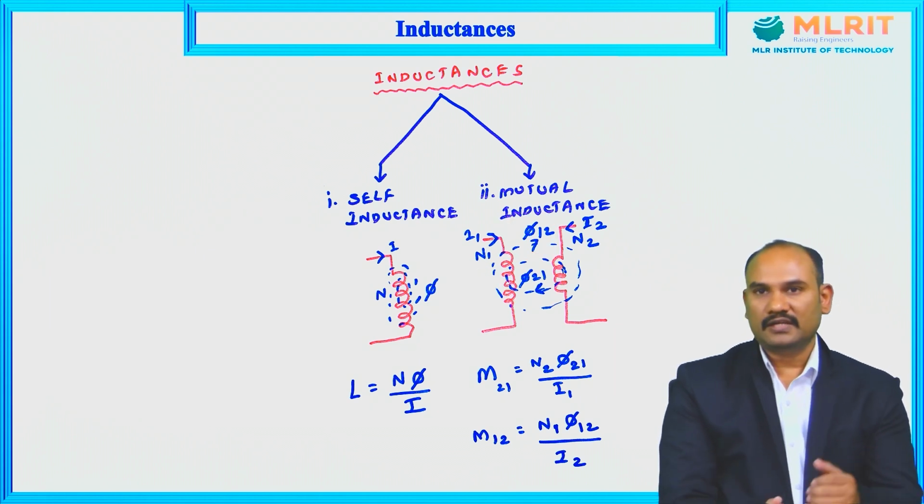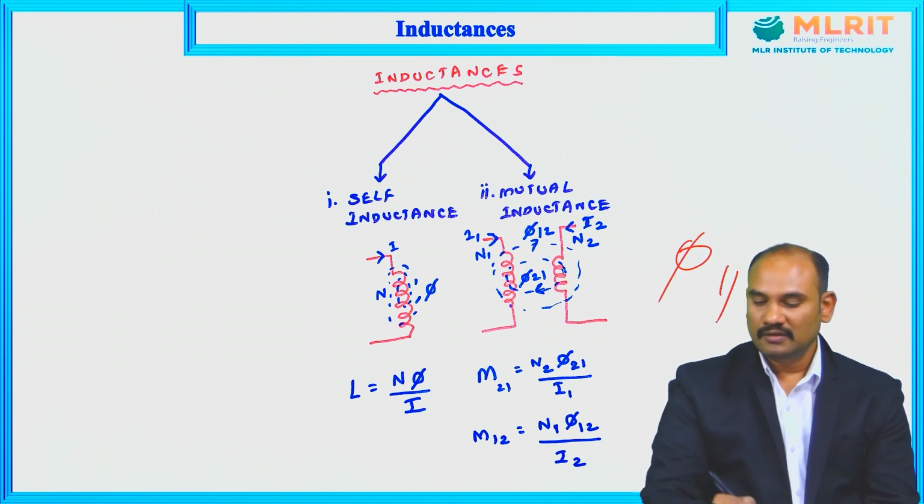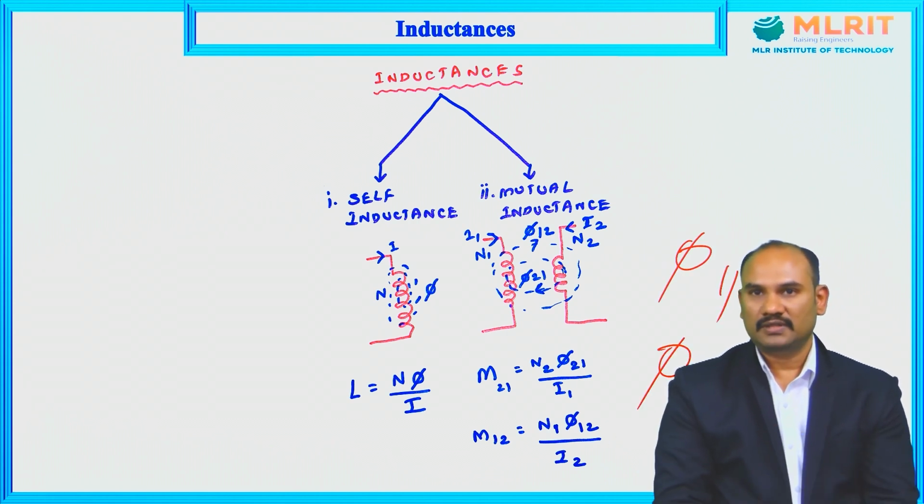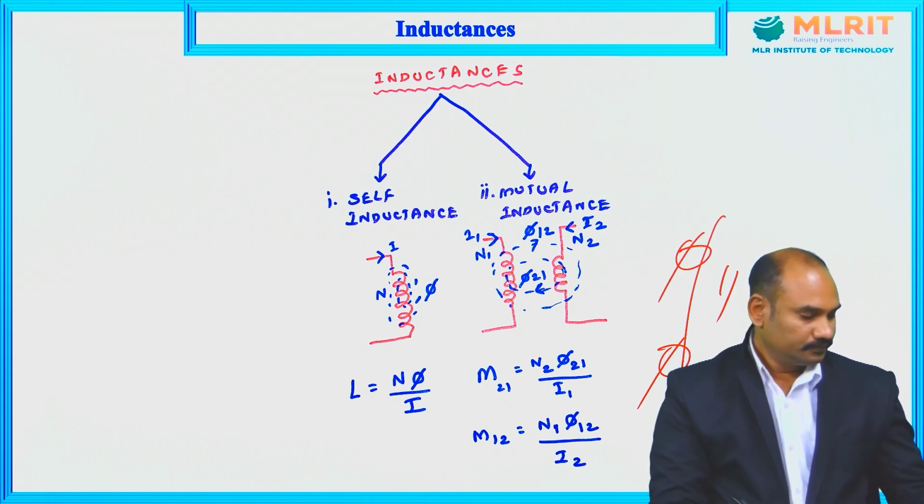However, you have self inductances. Flux produced by the first coil linked to the first coil, we say it as phi 11. Flux produced by the second coil linked to the second coil, phi 22. This will be there anyhow, but that is not the question. We are in the purview of mutual inductances. Mutual means between second and first, between first and second. That's why I am not writing these two.